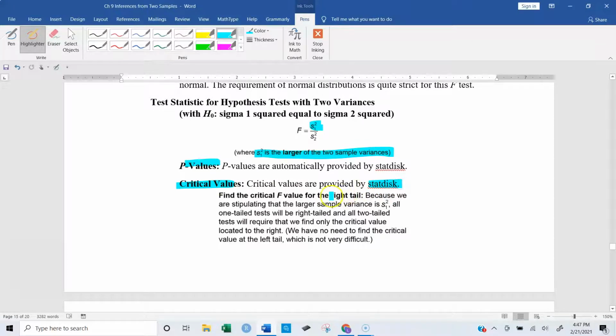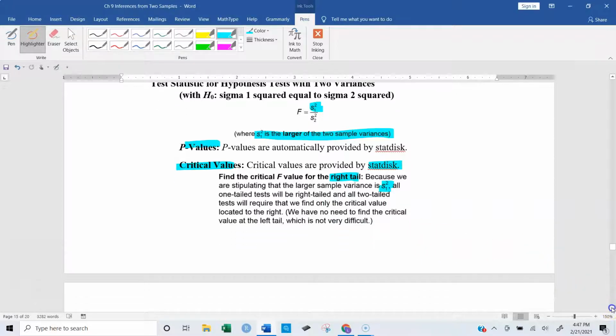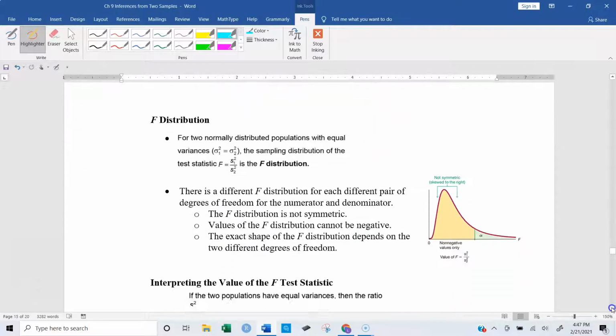We will always be looking at the right tail test. Because we're letting S1 be the larger one, it's always going to be at the right tail. That's why that's so important. We never have to worry about the left tail. So don't forget, S1 is the larger.